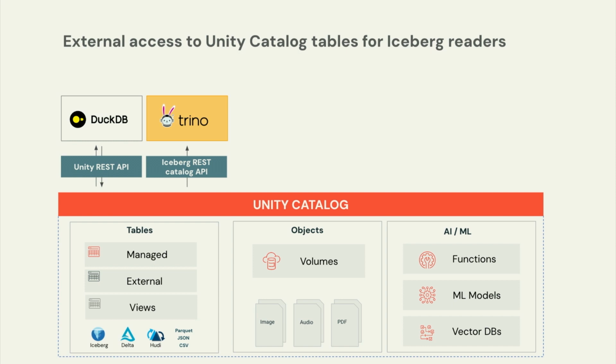So now, some engines may not integrate with the UC Open API today, but many of them integrate with the Iceberg REST catalog. So the UC open source also comes with an Iceberg REST interface. And next, I'm going to demonstrate how an engine like Trino can access UC managed tables through the Iceberg REST interface.